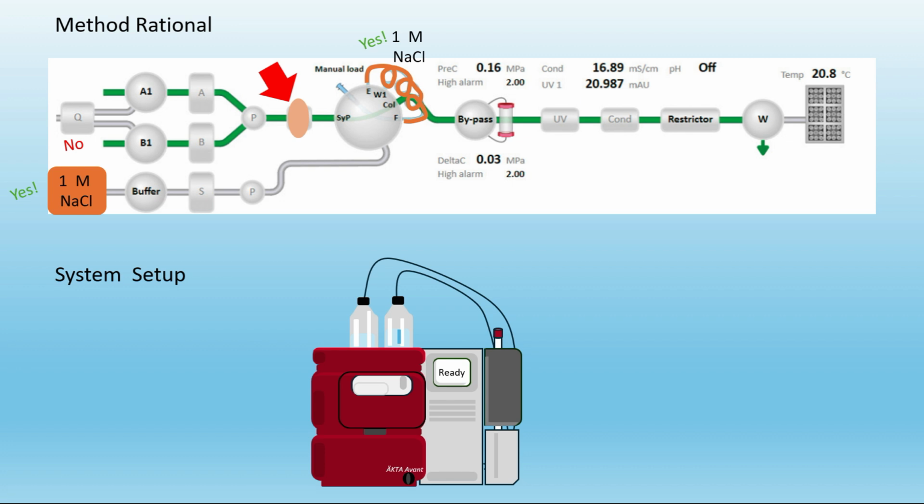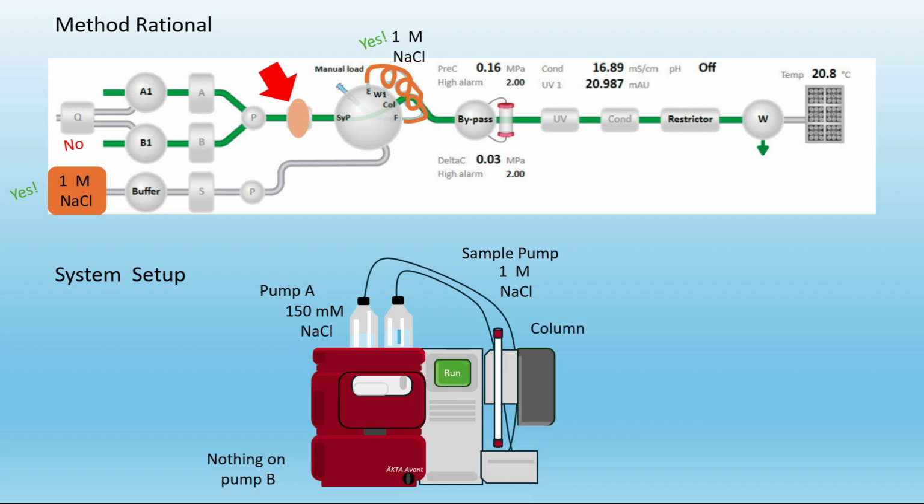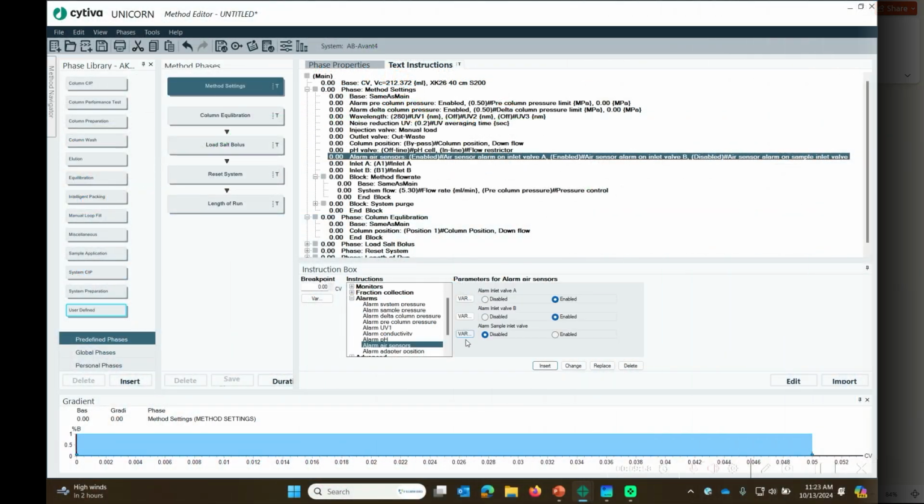So now, with all that said, here's how we will have to set up the system for an actual run. It's very simple. The 150 millimolar sodium chloride is going to be on the inlet A1. The column is going to the column valve, and the 1 molar sodium chloride will be on the sample pump. A simpler alternative would be to use the bolus in the sample loop, like I already said.